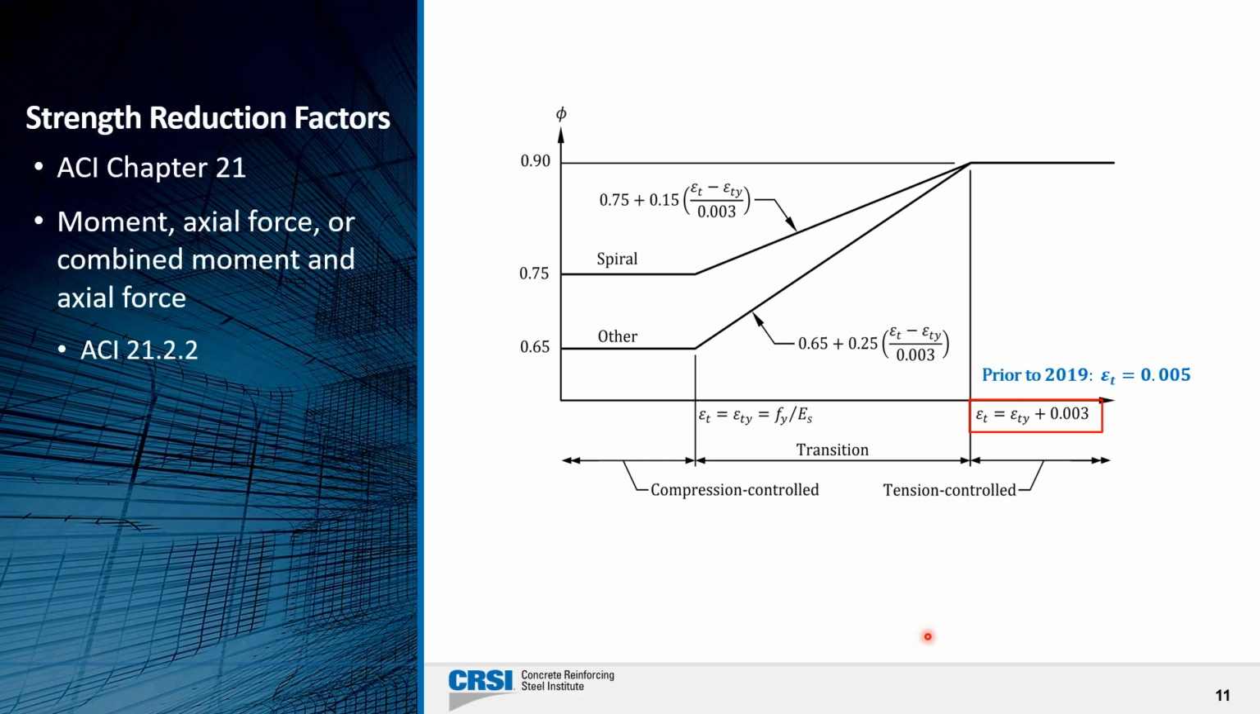Now, with the inclusion especially of grade 100, that really didn't make sense anymore. So now a tension controlled section is defined as one in which epsilon_t has to be at least epsilon_ty plus 0.003. Okay, so this is our new limit for a tension controlled section. Beams, slabs, all of those have to be tension controlled, but where we could use basically phi equal to 0.9 is now limited by this equation here.